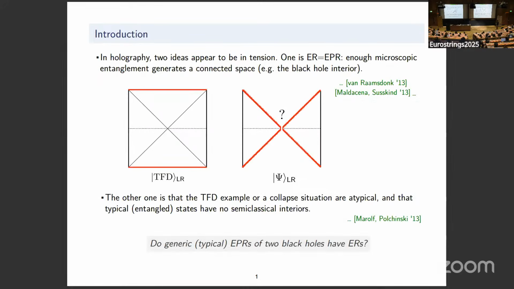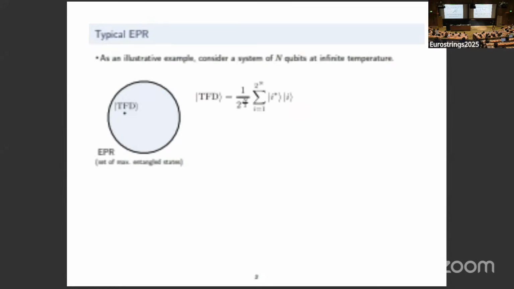So the question we want to try to understand is whether more generic entangled states of two black holes have semi-classical interiors or not. Okay, whether generic EPRs of two black holes have ERs associated to them. In order to define what I mean by a typical or generic entangled state, let me start by illustrating the definition in the simplest case, which is a collection of n qubits at infinite temperature.